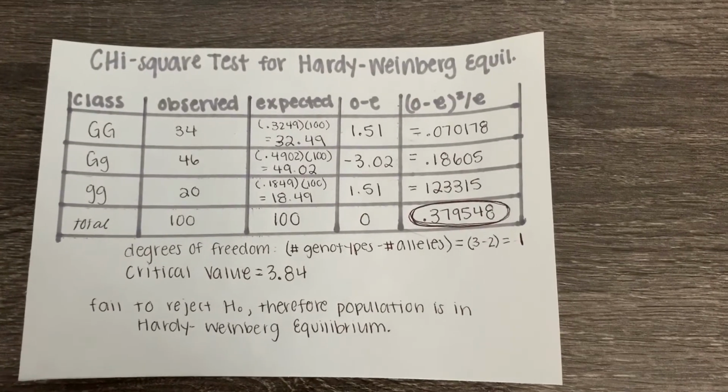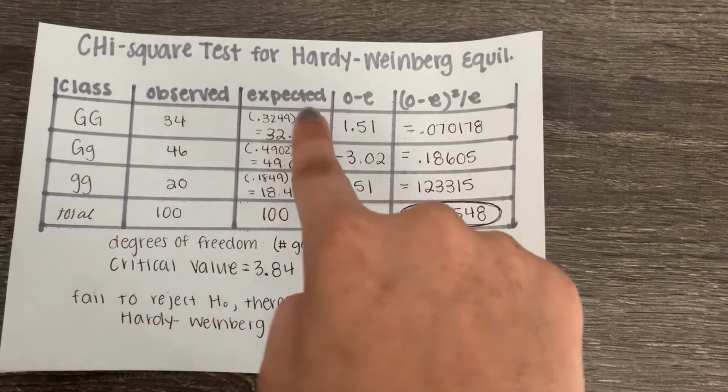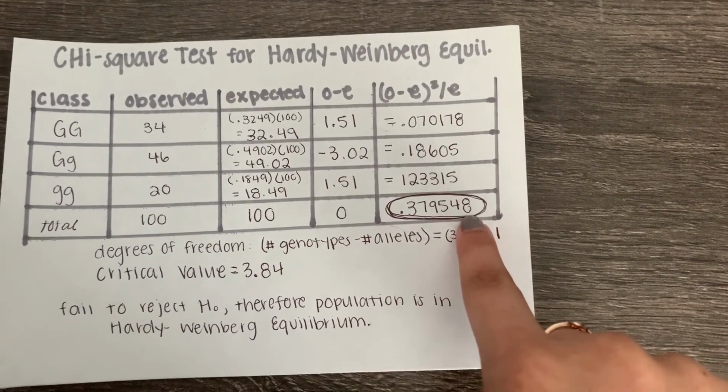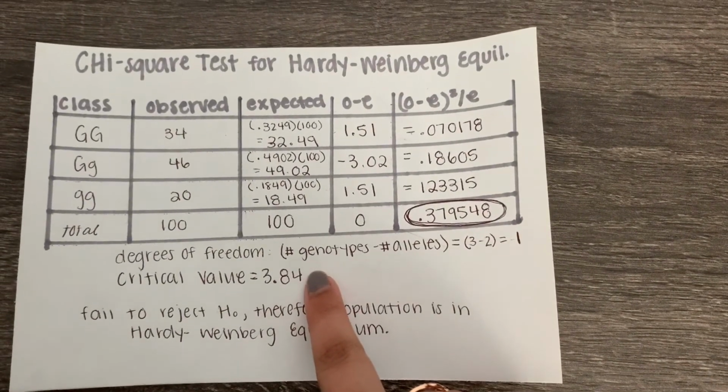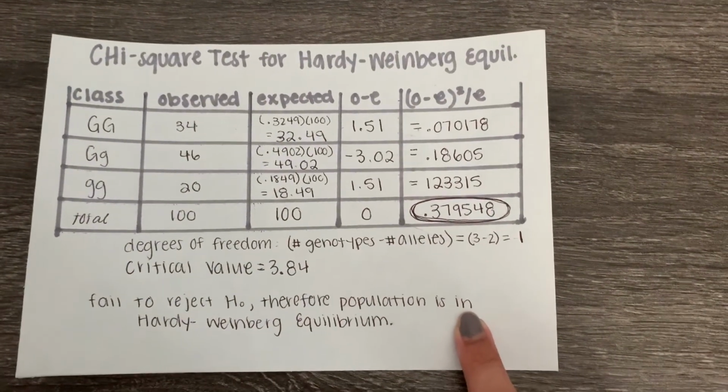Using the chi-square test, we can see that this population is in Hardy-Weinberg equilibrium. Using the observed and expected amounts, we can calculate the chi-squared, which is 3.79, which is smaller than the 3.84 critical value. We fail to reject the null, and the population is in equilibrium.